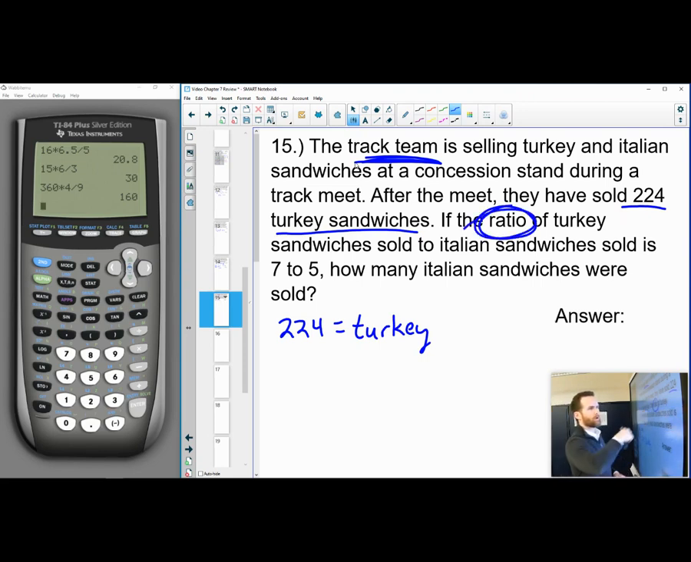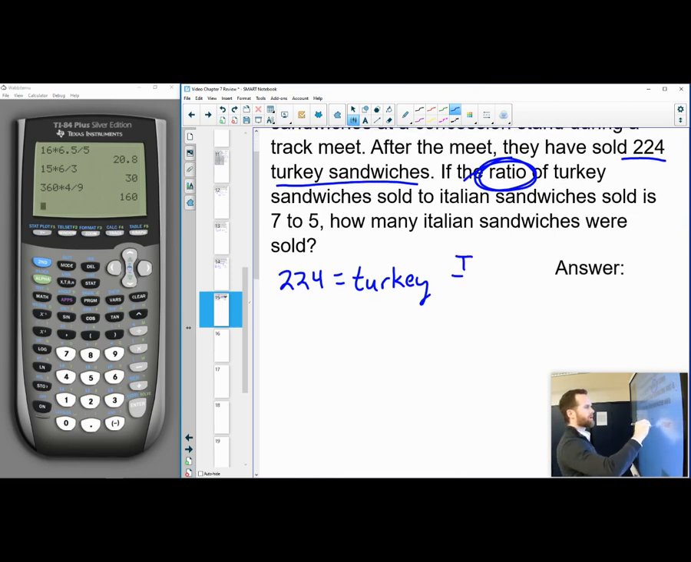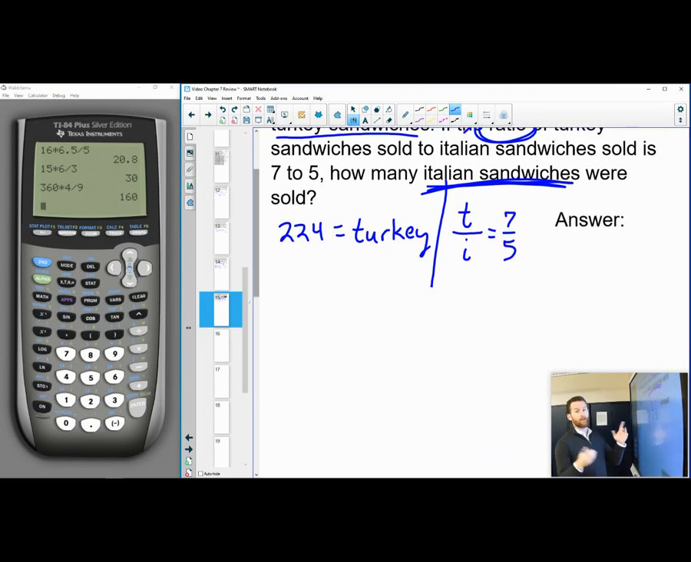If the ratio, we see that key word again, of turkey sandwiches to Italian. Okay, so if turkey to Italian, actually I'm going to use lowercase, turkey to Italian is 7 to 5, I'm actually going to draw a line there to separate those two pieces of information. How many Italian sandwiches were sold? So we're looking for the number of Italian sandwiches. So again, we see a ratio. One way to do this is with a proportion, and I'm going to use x. I'm going to start with the variable, and x is representing the number of Italian sandwiches. That's what we're trying to find.